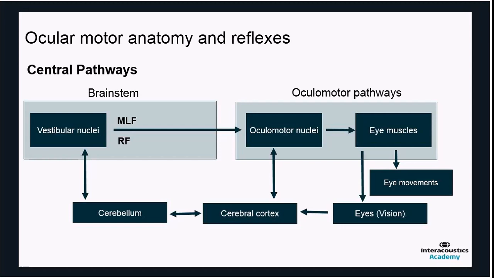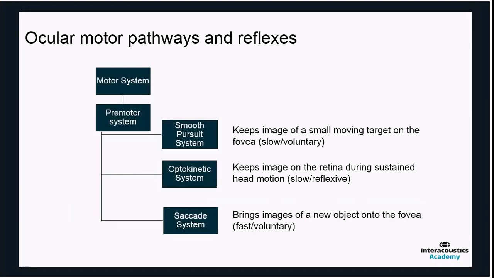So if we start with the pathway, what we have is a motor and premotor system that are generating and initiating smooth pursuit or tracking movements. This is predominantly about keeping a small moving target very closely on the fovea of the retina to keep visual acuity at its best, and to detect very small amounts of retinal slip to allow the eye to be repositioned to keep this moving target in focus. These movements are slow and they're voluntary.